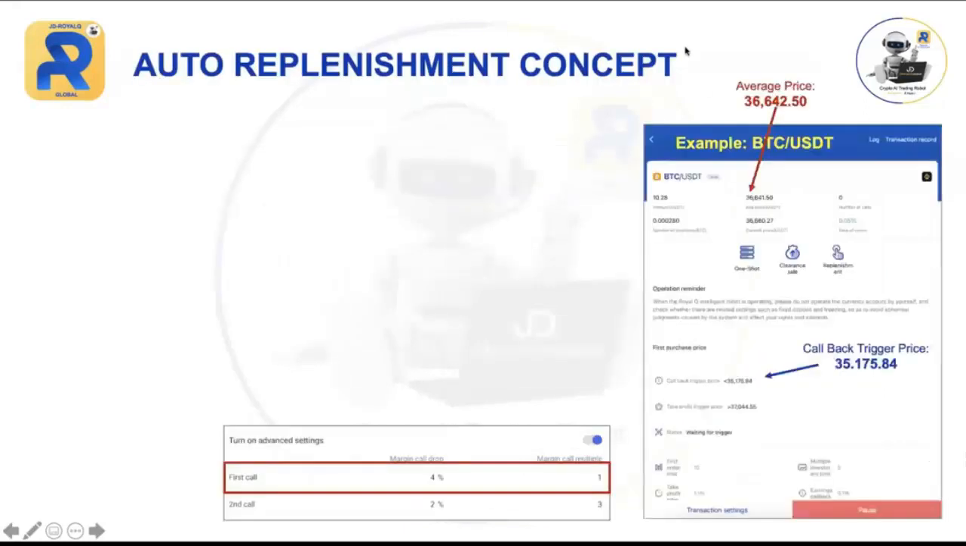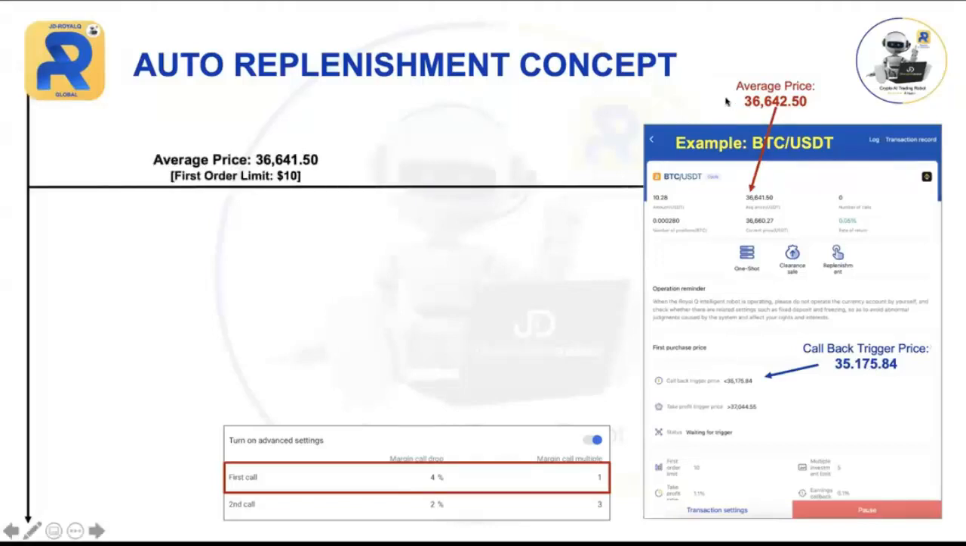Now, if I bring it back, you can see over here. Let's say, for example, we open a BTC USD pair. The average price is about 36,641. And then you can see the callback trigger and the take profit trigger. Now, if it hits 35,000, which is basically 4% from the average price, so if the market comes down 4% from the average price and hits 35,175, the first call will be opened up. Can you see that? So that's how it works.